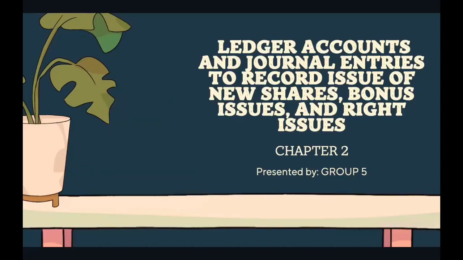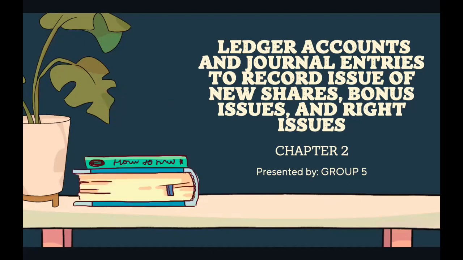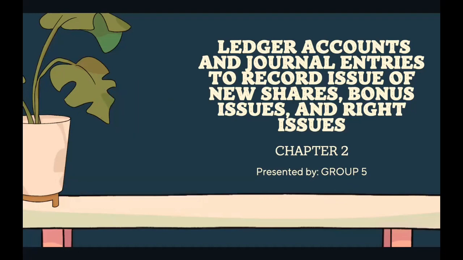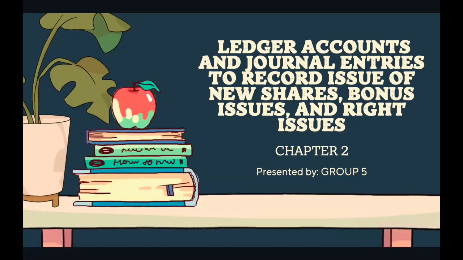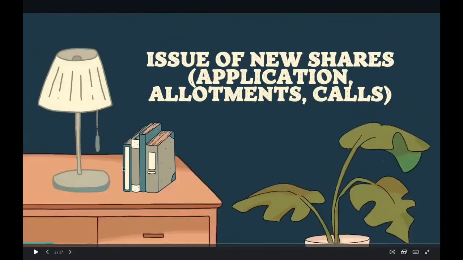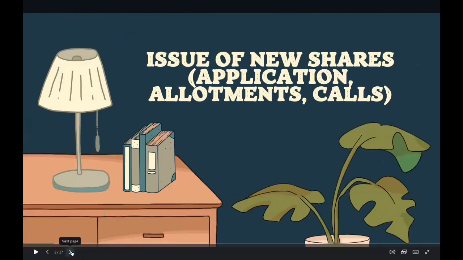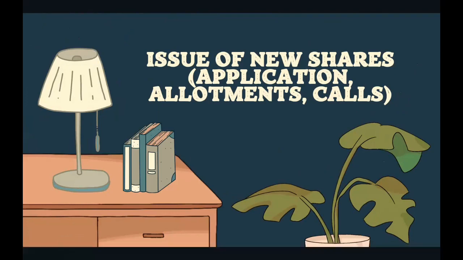So today our group would like to present our presentation on the topic ledger accounts and journal entries to record issue of new shares, bonus issues, and right issues. So the first one is issue of new shares, application, allotments, and calls.